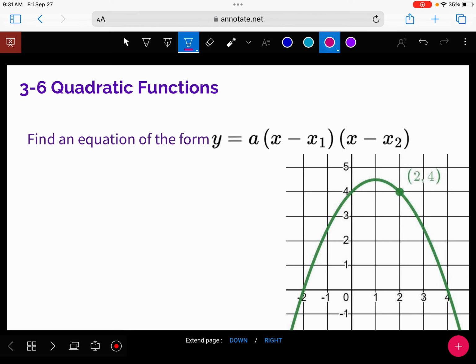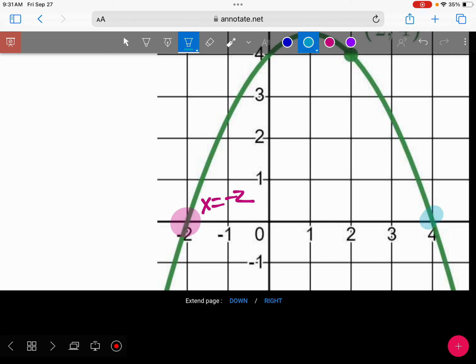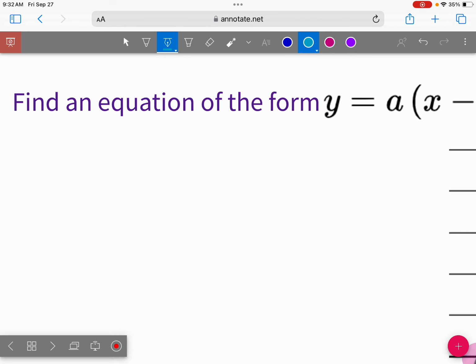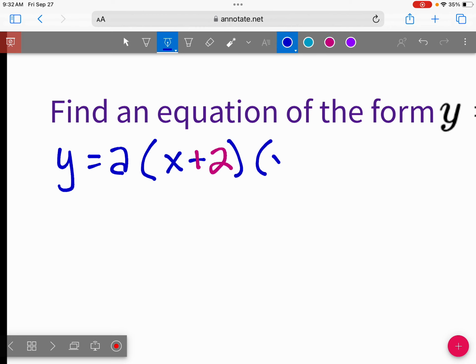Yeah, we've got roots. We can see them on the picture. We have roots at -2, and I have a root over here at +4, right? Put them in our factored form. We know y equals a times, and we were exactly right, we were saying that before, x minus our root. x minus -2 becomes x plus 2, and x minus +4.